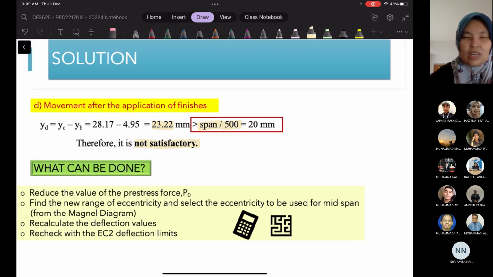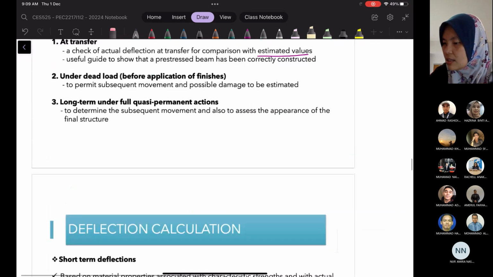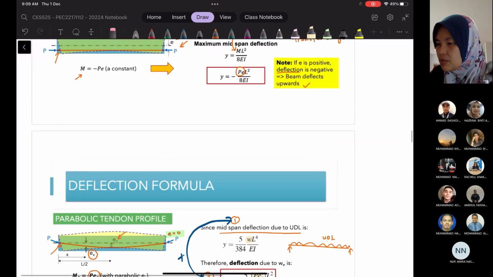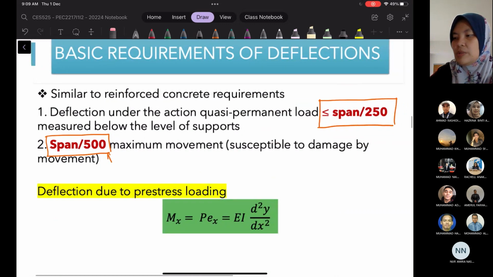So maksudnya yang tadi tu, yang mana kita dah check dengan span over 250 tak ada masalah. However, when we check for the total punya value of span, whereas we are considering dia punya movement, so yang ni adalah limits yang tadi kita dah tengok dekat atas ni. Nanti kan tanya saya dekat mana kita dapat dia punya span over 250 and 500. Which is this one?